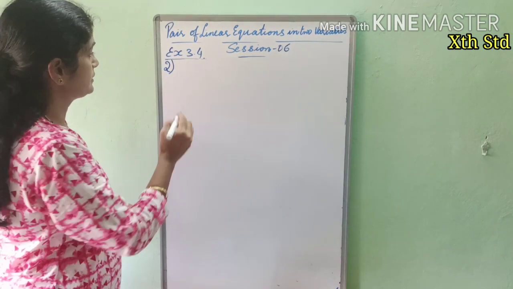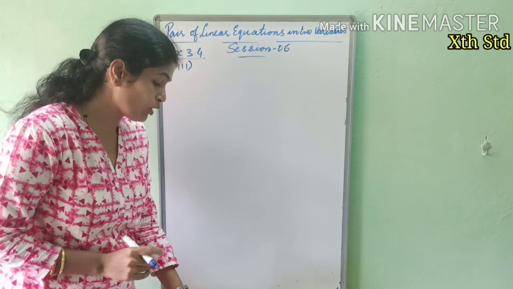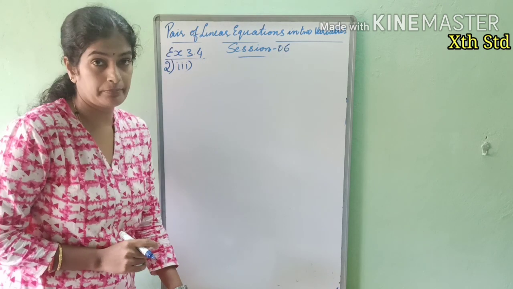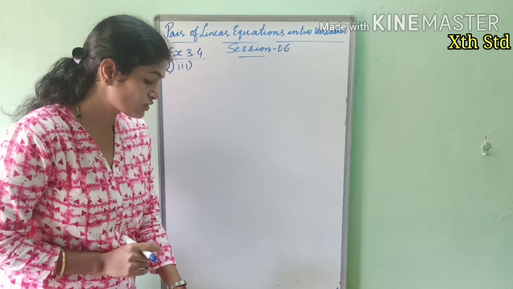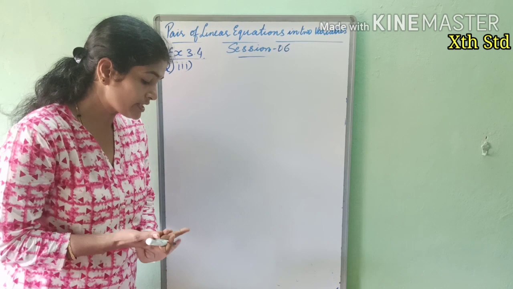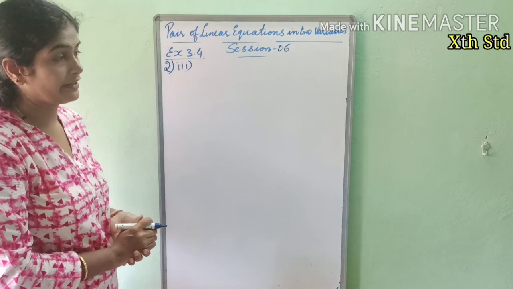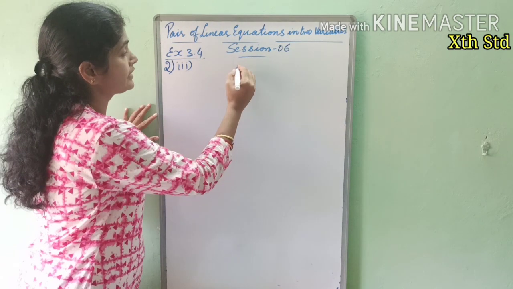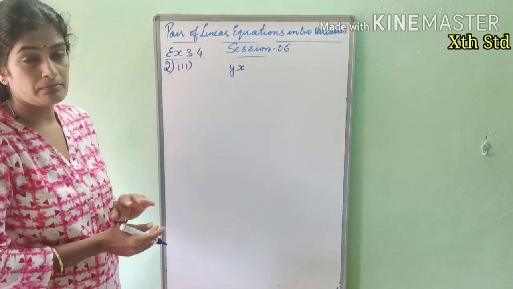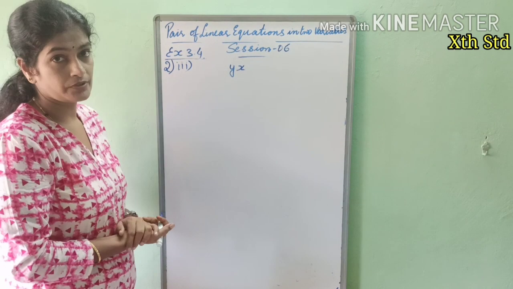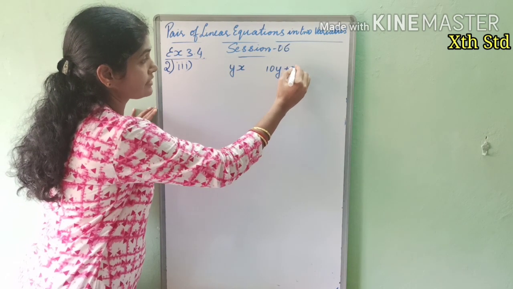Look at the third bit. The sum of the digits of a 2-digit number is 9. Also, 9 times this number is twice the number obtained by reversing the order of the digits. Find the number. Now, it's a 2-digit number they have said. So, if I take the units place as x and the tens place as y, the 2-digit number will look like this, yx, right? If you expand this, then it is 10y plus x, correct?